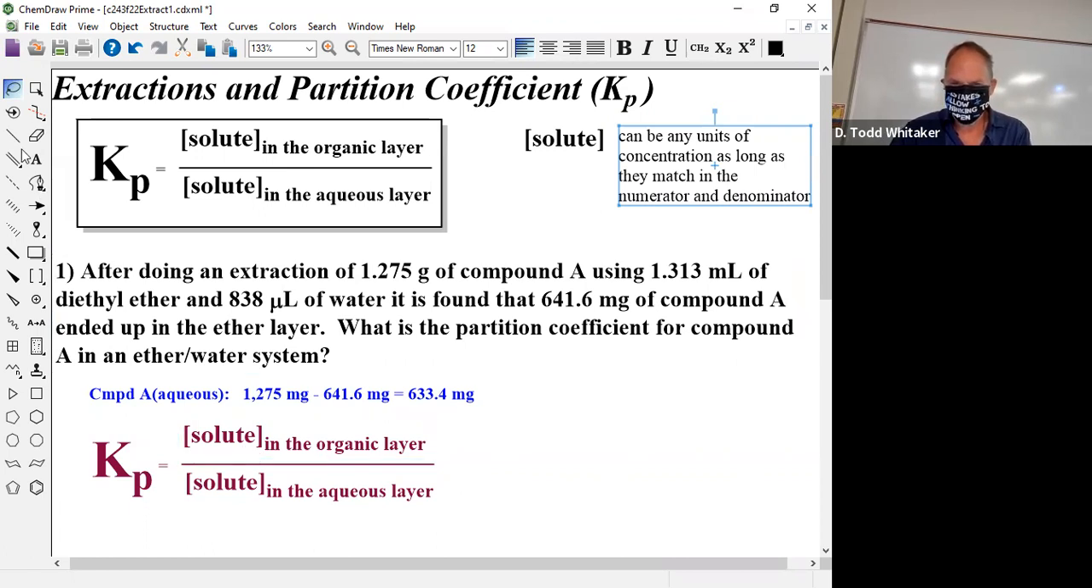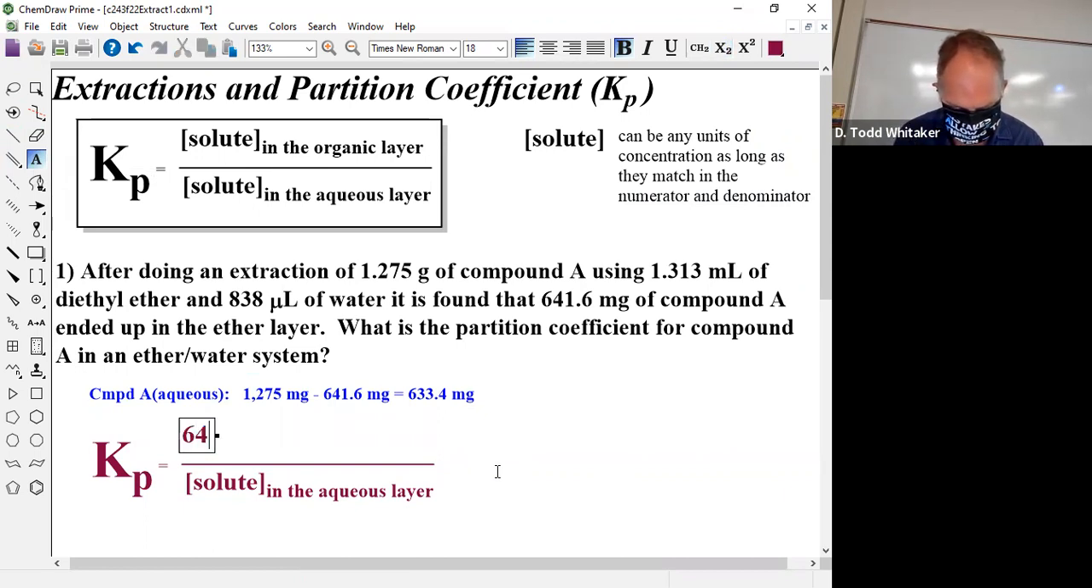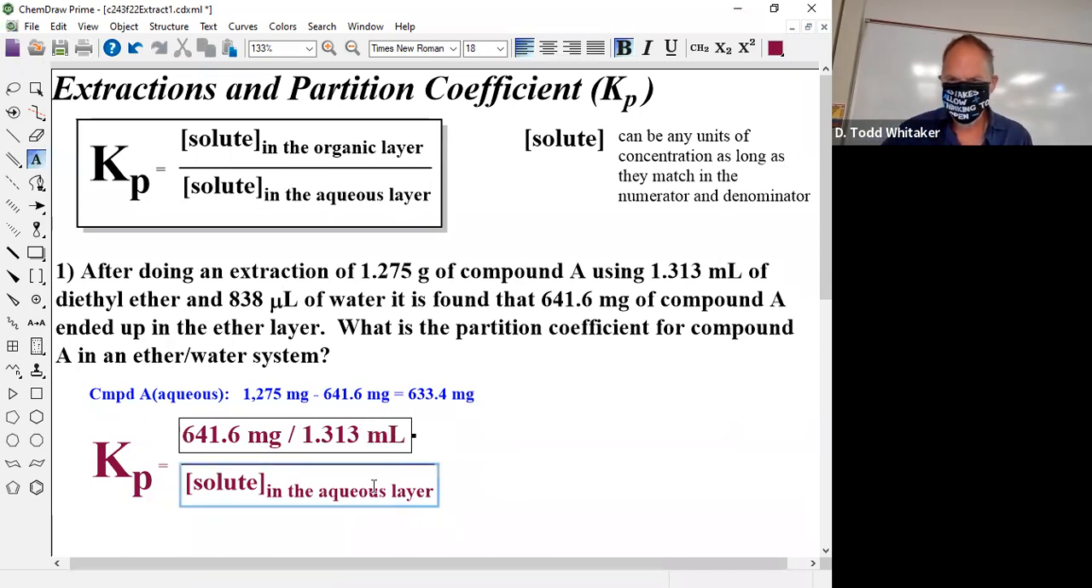Concentration of solute in the organic layer. How many milligrams are in the organic layer? 641.6. And that's milligrams divided by how many milliliters of the organic layer? Careful. Milliliters of the organic layer. She said 1.313 milliliters. Now you go down to the aqueous layer.